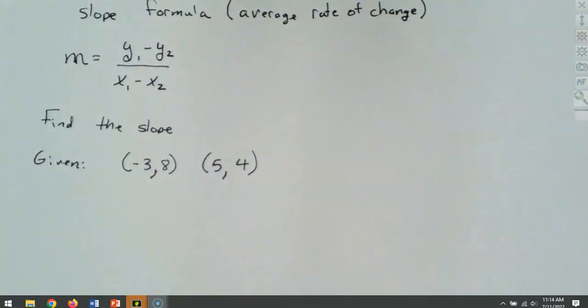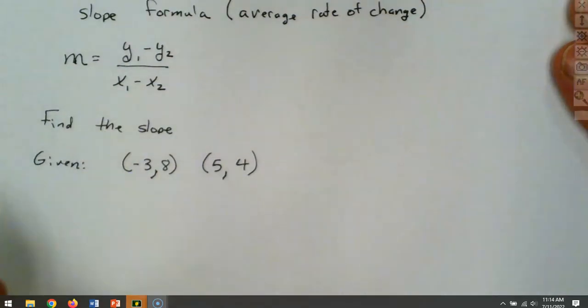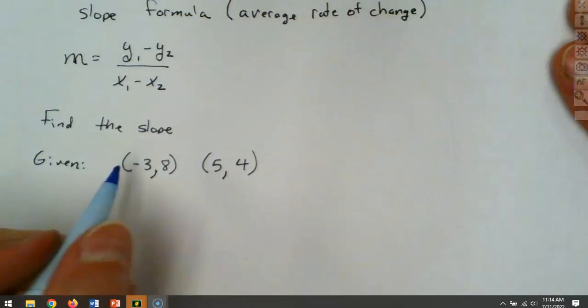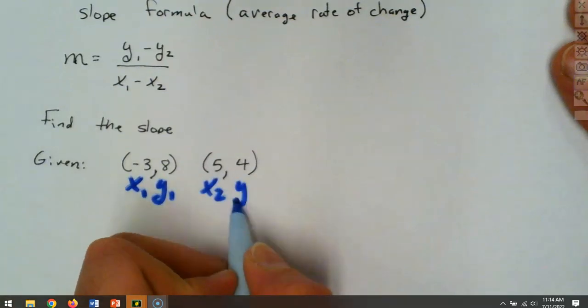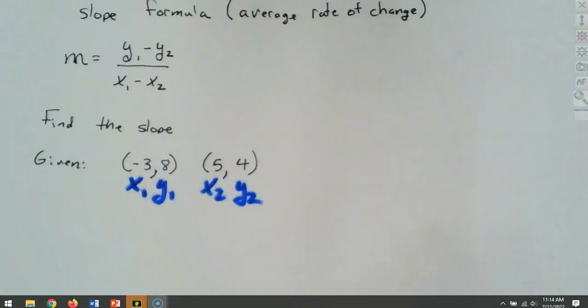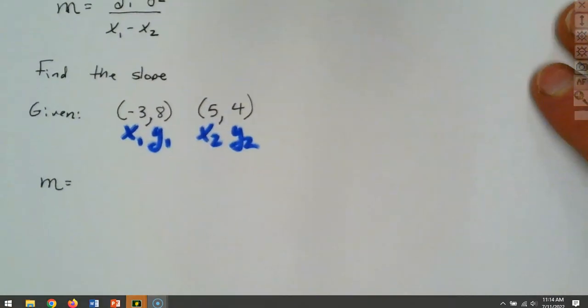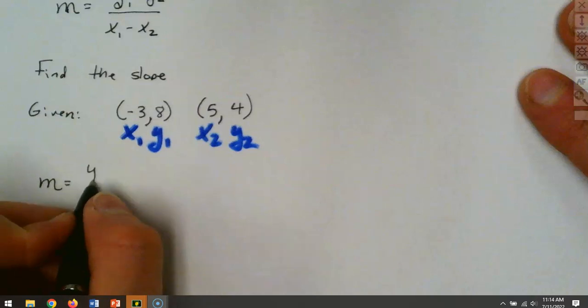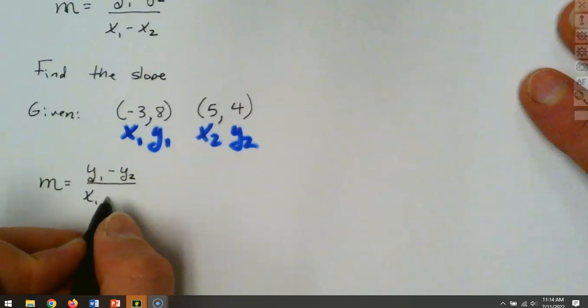So we're just simply going to use our slope formula to find our slope. And just like we did with the midpoint, and just like we did with the distance formula, we label it x1, y1, x2, y2. Be very, very careful with double negatives. I always like to write my formula out. It's y1 minus y2 over x1 minus x2.